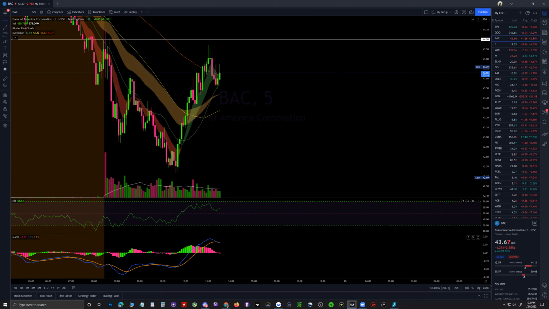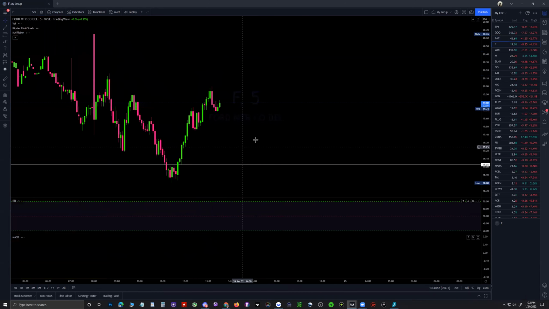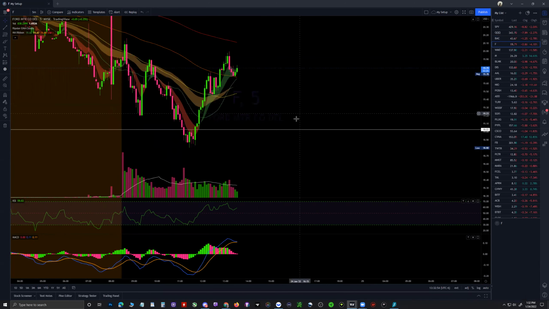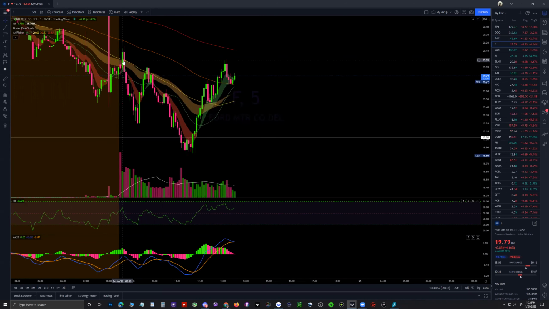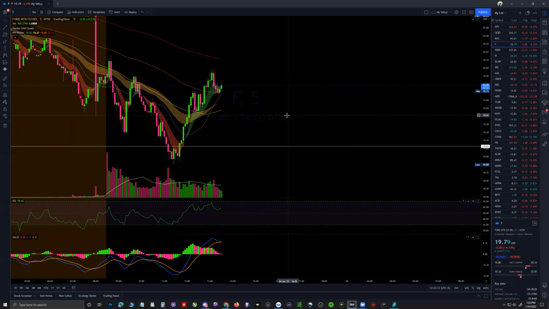We also had Ford. So the Ford chart looks a lot like the BAC chart. We dropped all the way down to 1880 and got some nice profits on our Ford put play. Hopefully you guys, and this is a prime example of why you got to take profits. If you get greedy and you try to continue to hold, this is what happens. You lose all those profits.